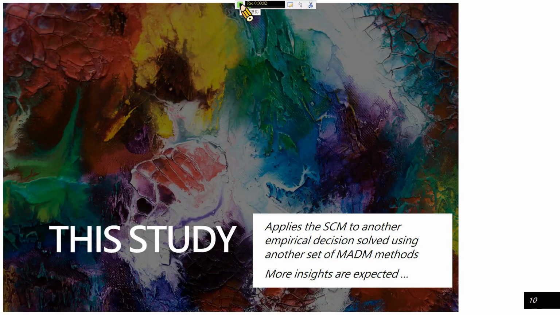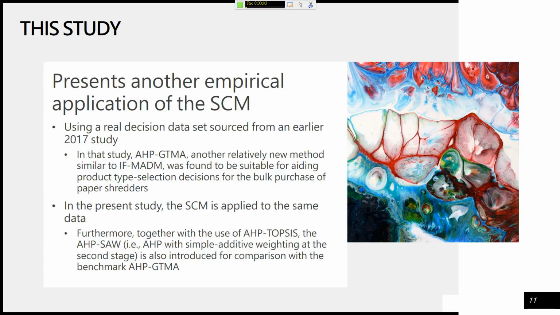This study applied the SCM to another empirical decision solved using another set of MADM methods in an earlier study in 2017. The approach of AHP with GTMA was shown to effectively support and model a paper threader selection decision.